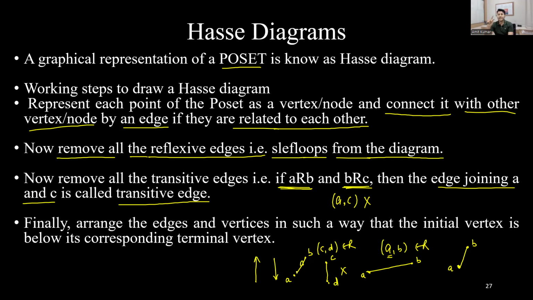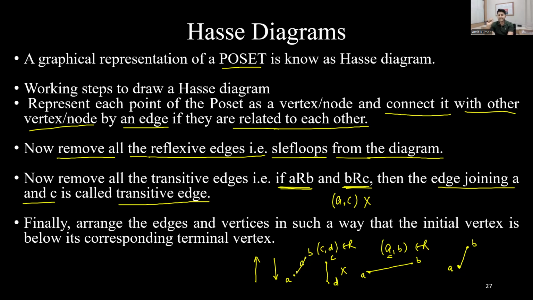Out of (A, B), (B, C), and (A, C), can we remove any? No, (A, C) should be removed. Finally, whatever we get is called a Hasse diagram. The shape of a Hasse diagram is not unique, but the connection is always unique. Two graphs or two diagrams may have different shapes, but they should have the same connection. If they have the same connection, we call those two diagrams identical diagrams.